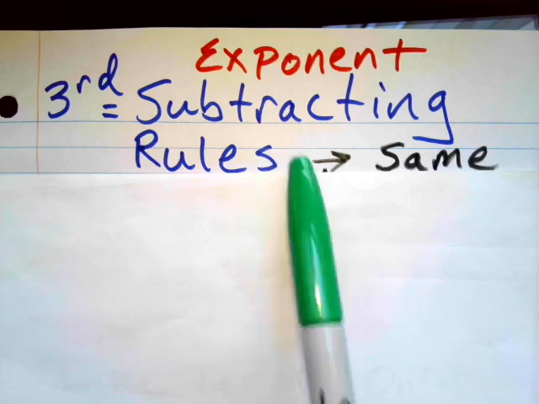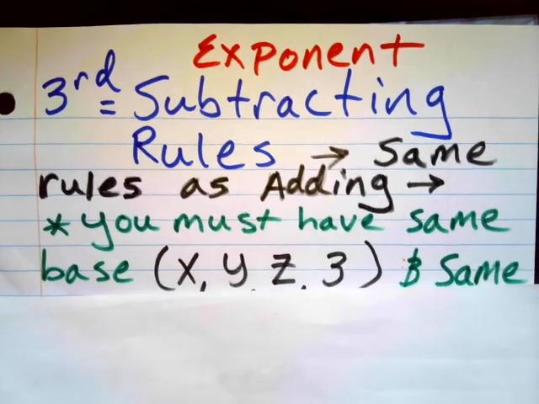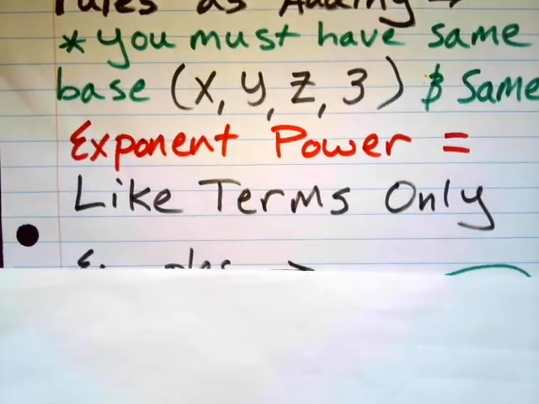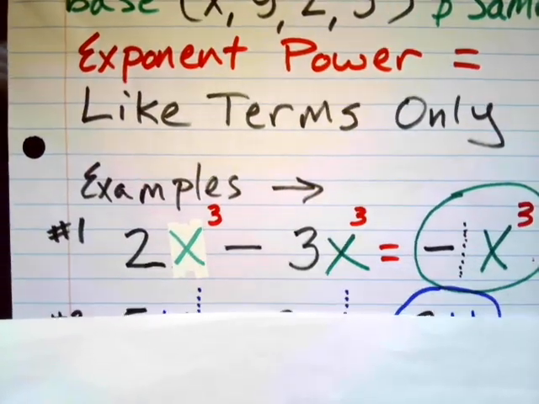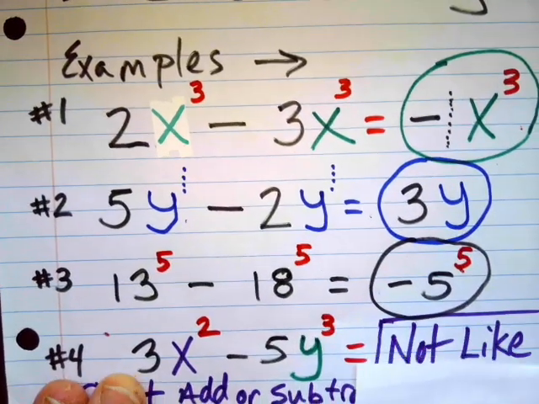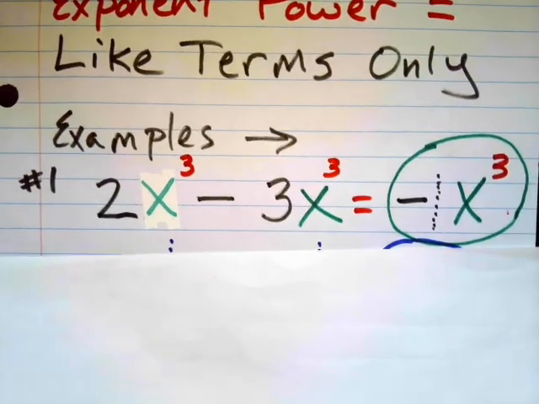Exponential rules. Third is subtraction rules. So the same rules as adding. You must have the same base and the same exponential power. That makes them like terms. So here are the four examples I would like to go over with you. In fact, my paper can stop jumping off of the table.